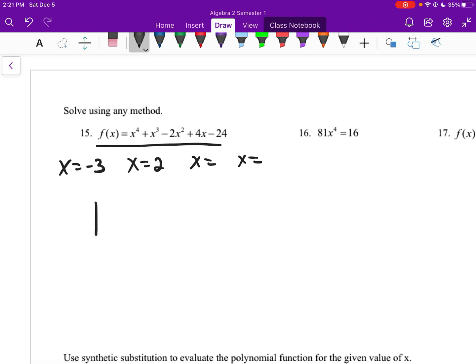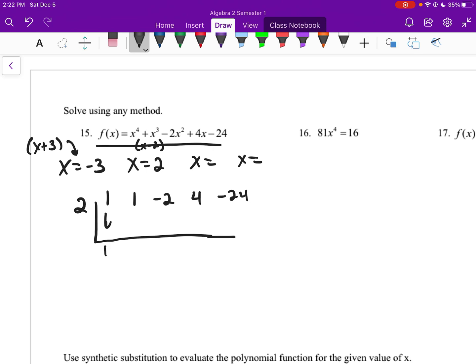So we're going to use synthetic division again to get to a lower degree polynomial. This is just like dividing by x plus 3, and the other one's like dividing by x minus 2. It does not matter which one you start with, just make sure you don't repeat using them. Our coefficients for the actual polynomial are 1, 1, negative 2, 4, negative 24. It's a 4th degree polynomial, so we should have 5 coefficients in there.